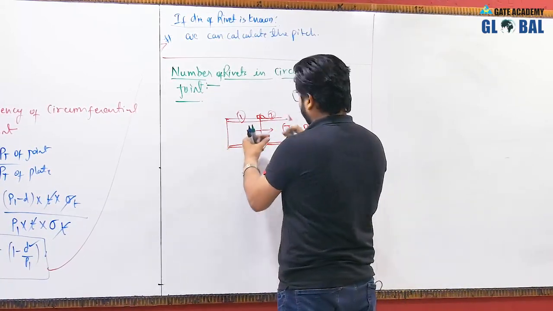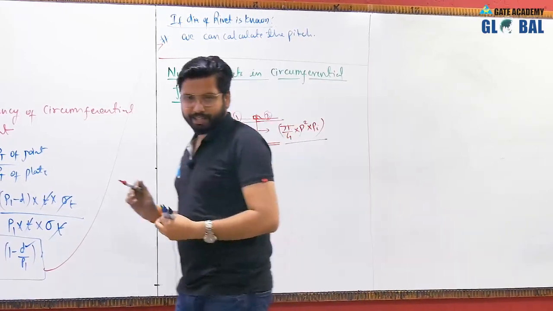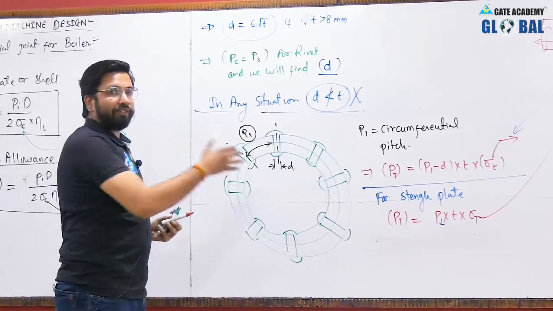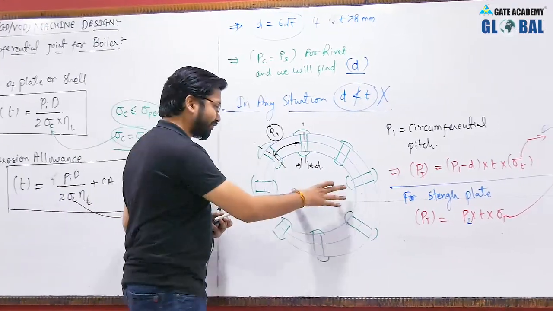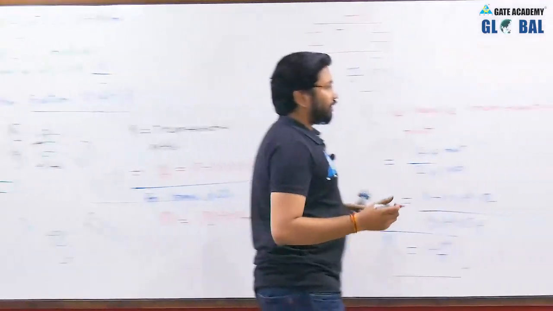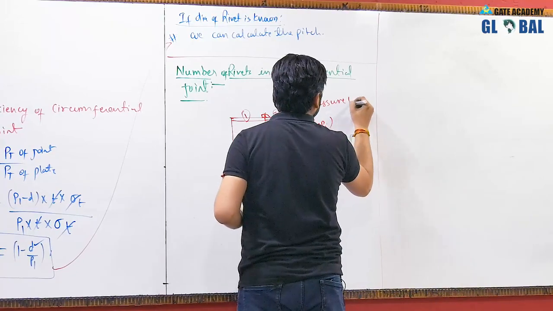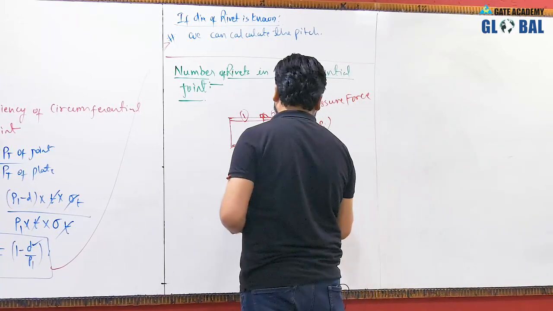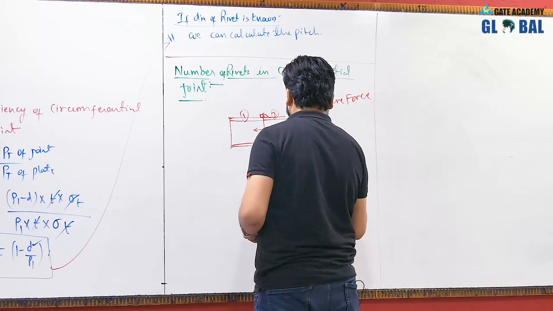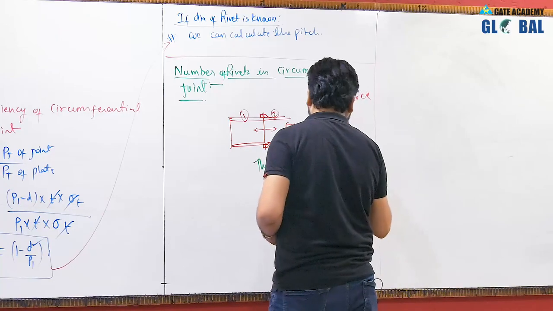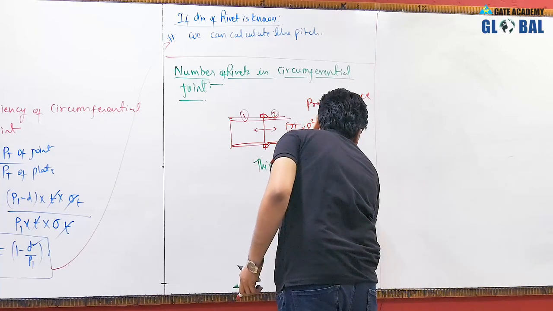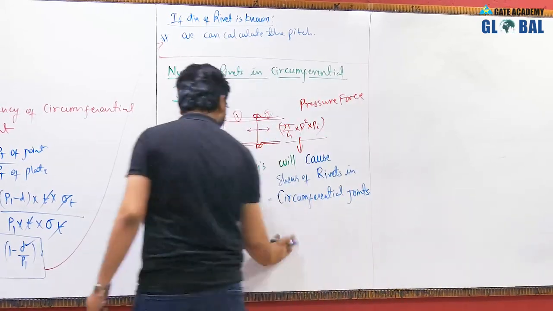Now this pressure force will be acting as a shear force on the riveted connection, and as the rivets are arranged in the circumference, the size of the joint will always be known, because we have a fixed value of diameter, hence the circumference is finite. So we will be having a fixed number of rivets. This pressure force will cause shear of rivets in circumferential joints.